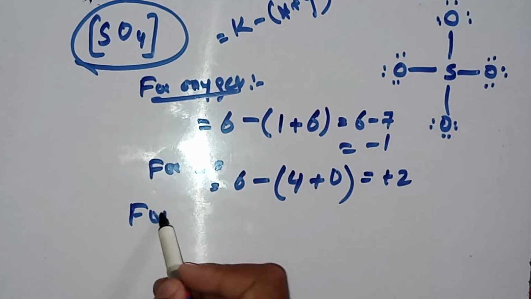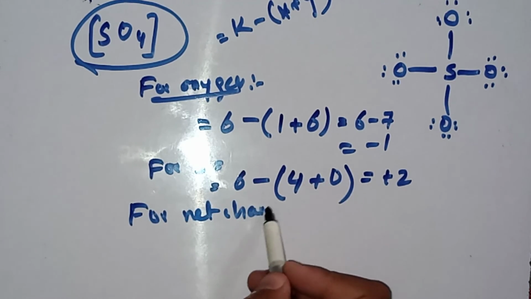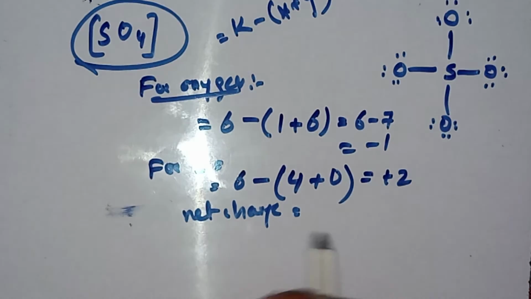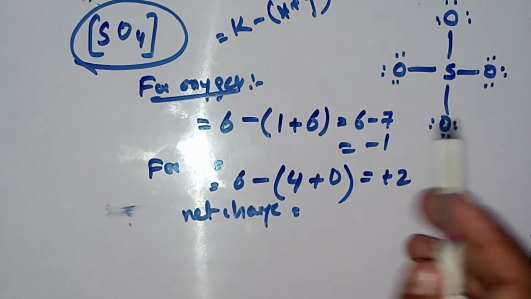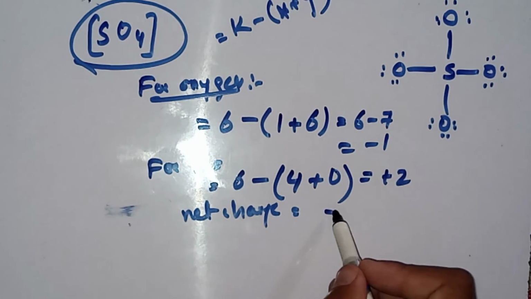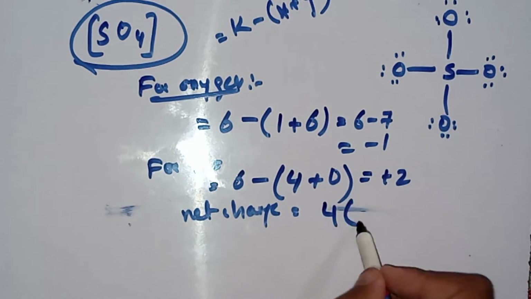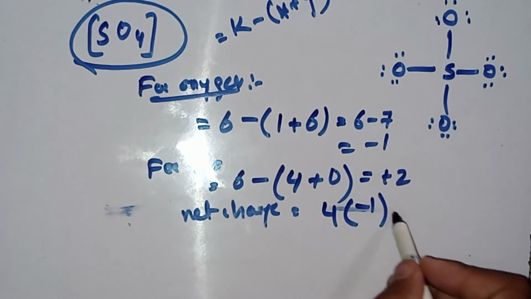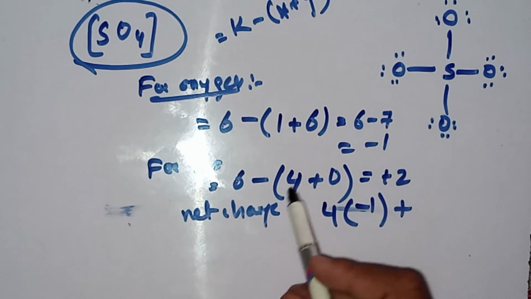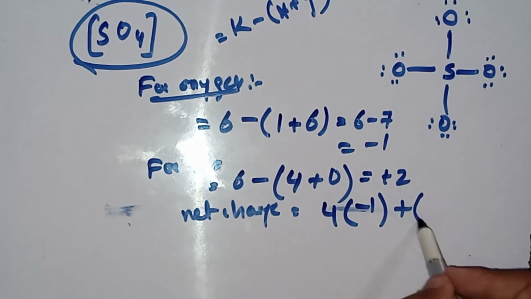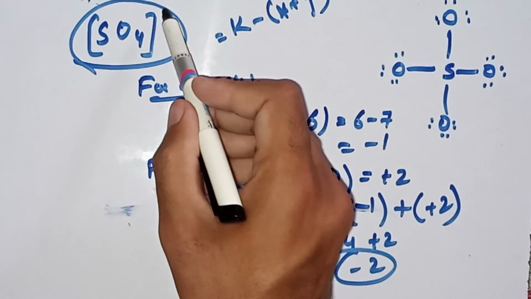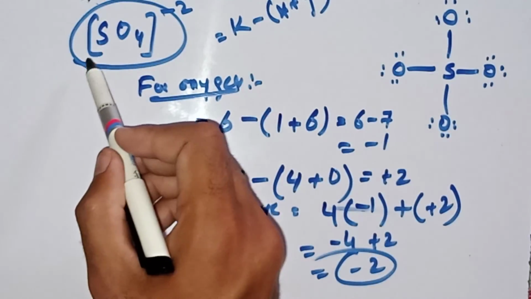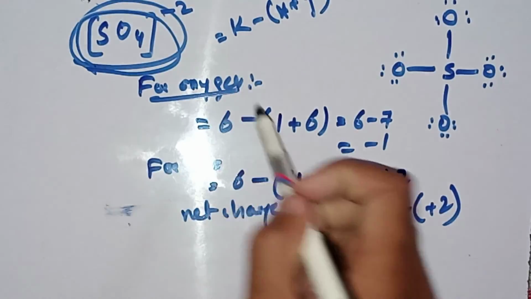So the net formal charge on this species will be the summation of all formal charges. There are four oxygens, and each oxygen carries minus one formal charge, plus one sulfur atom, which has formal charge plus 2. So the net formal charge on this species will be minus 4 plus 2, which is equal to minus 2. So the sulfate has a net charge of minus 2.